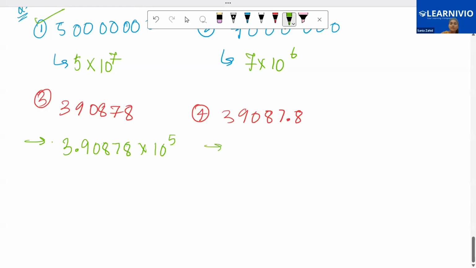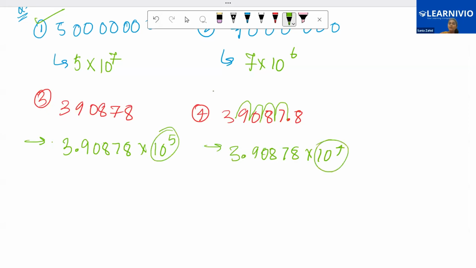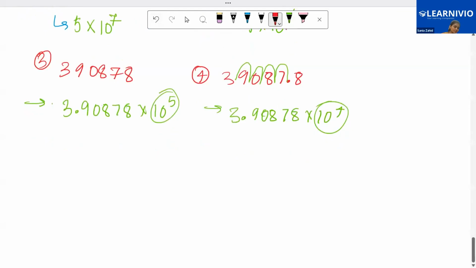Okay. And next one is 3. Now here the decimal place was not there, it does not exist, so you can just directly put a decimal here. But here there is a decimal place after 8. So how many places are you shifting? 1, 2, 3, 4 places. Right. So it becomes 3.90878 into 10 to the power 4. You understand why here it is 10 to the power 5 and here it is 10 to the power 4? Yes, ma'am. Both of you? Yes, ma'am.